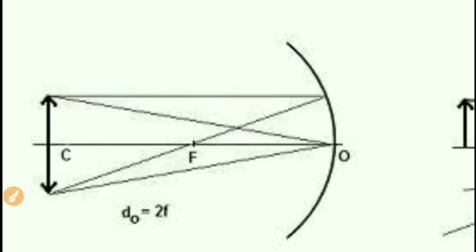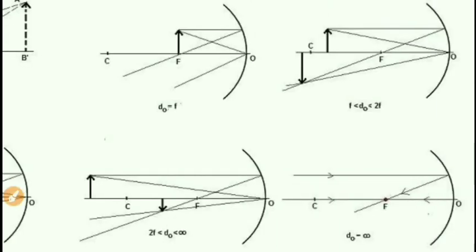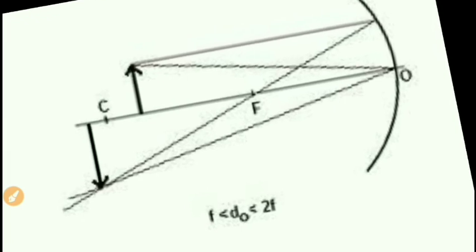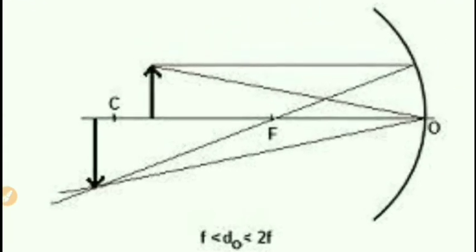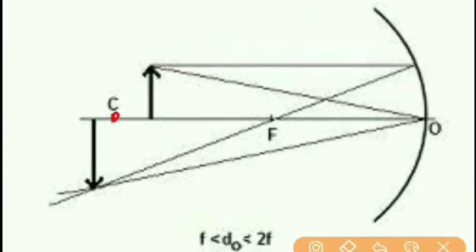Now next case. Now the object is between C and F. In the previous case, the object was placed at point C and the image was also formed there, but now the object is placed between point C and point F. So this is the object. Now in this case, what will happen?